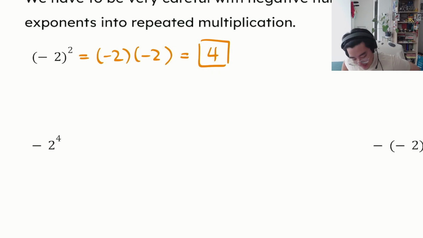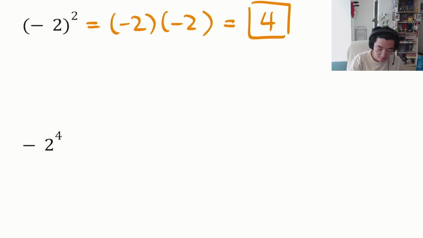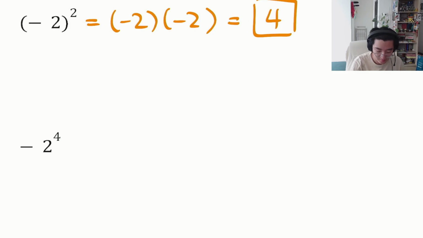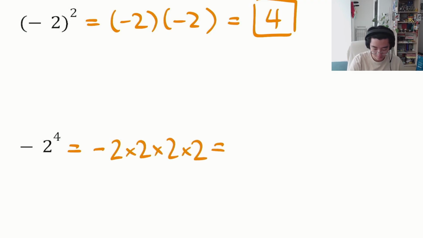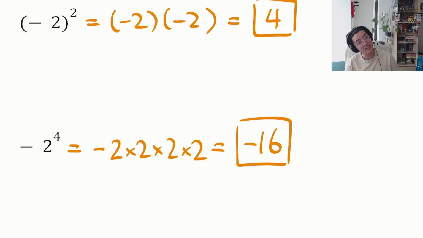Alright, and now in this case, the negative signs are actually outside. This exponent here now only applies to this 2. This negative sign is not part of the exponent anymore, right? Because it does not have brackets. It's quote unquote outside of the exponents here. So we leave the negative sign in front, and then do 2 to the power 4, which is 16. So be very careful here.